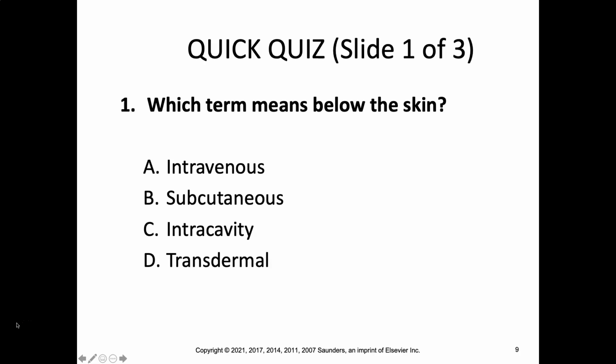So quick quiz, which term means below the skin? Below the skin. I know you know this because we've talked about it before. So break it down and find the one that means below the skin.